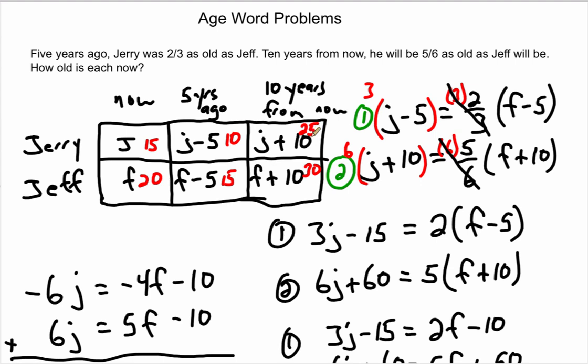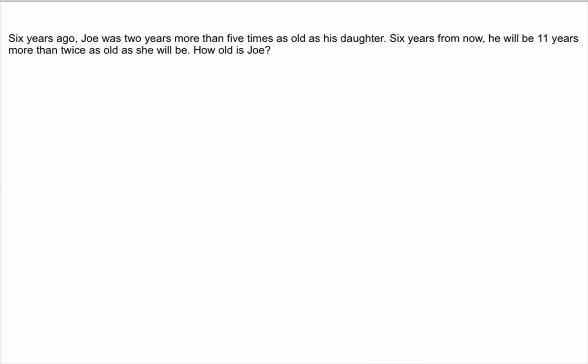5/6. So 30 times 5/6 is 25. So that works. How old is each now? We're out of room, so I'm just going to circle the answer. This is their ages right now. All right, that was a fun one. Okay, moving on. This is the one from your homework if you were in my class.